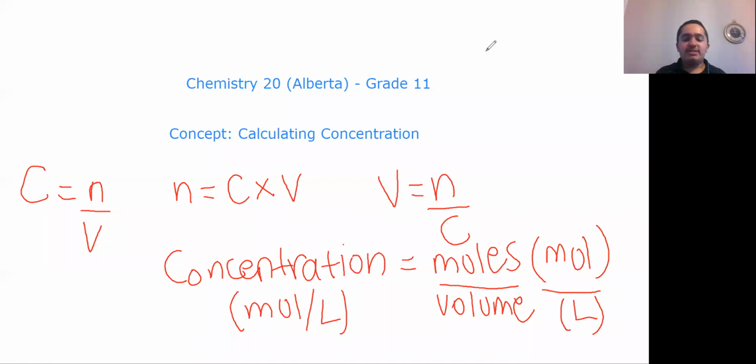When you rearrange it, if you wanted to find moles, you can do concentration times volume. And if you wanted to find volume, you can do moles over concentration. Concentration is represented by the units of moles per liter, and n represents moles over volume, and that's how you get moles per liter.